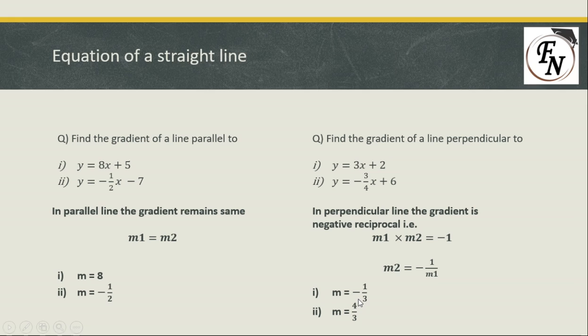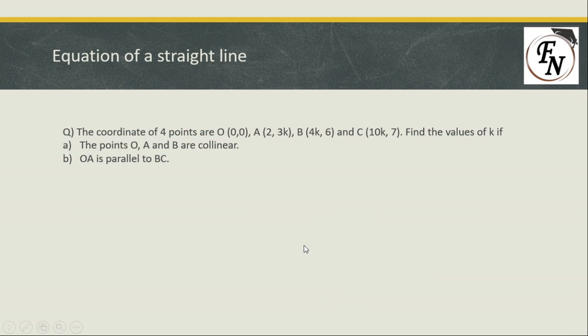So the 3 over 4 can be written as 4 over 3 in the gradient of the perpendicular line. So let's look at another question. The coordinates of 4 points are O (0, 0), A (2, 3k), B (4k, 6), and C (10k, 7). And I need to find the value of k, where two conditions are given.